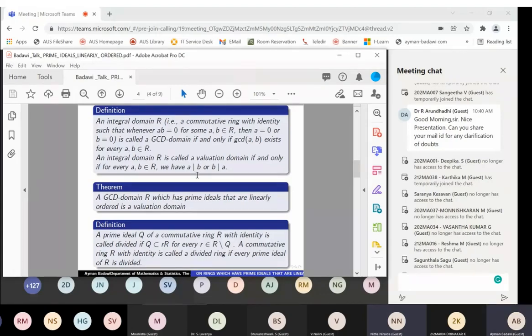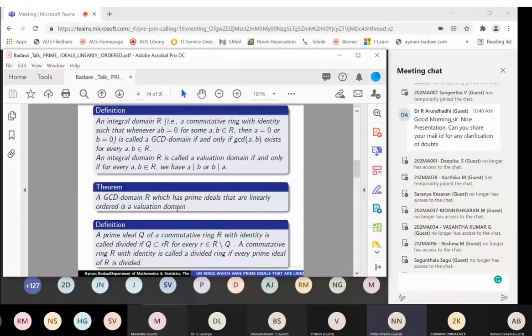Okay, here is a result. If you have a GCD domain and the prime ideals are linearly ordered, then it has to be a valuation domain.